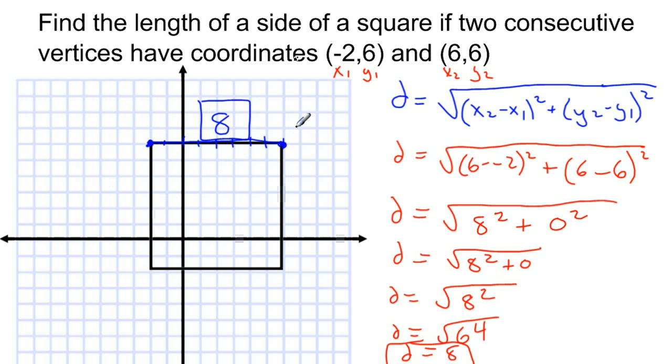It's a lot easier to look at it visually than it is to use the distance formula. But if you learn the distance formula, this is how you would do it. Hope this helps.